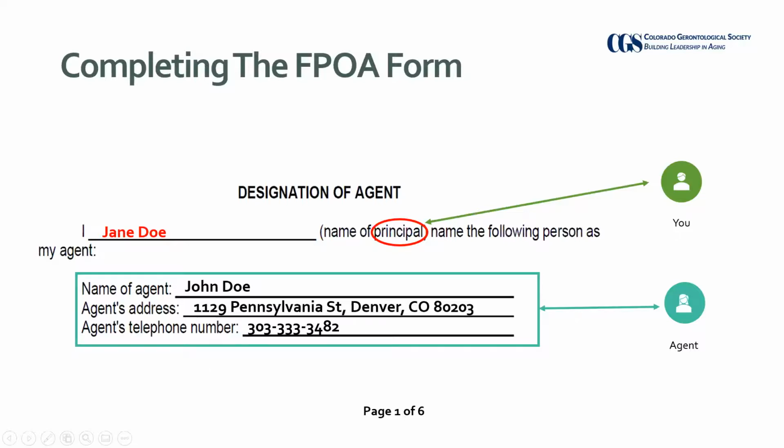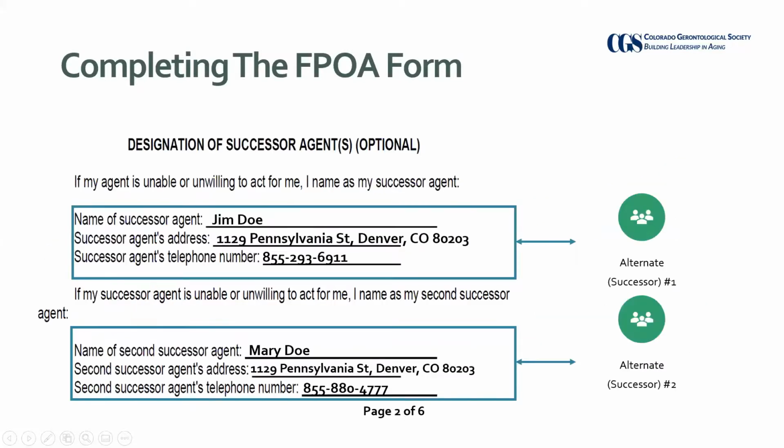All right, so let's go to the next page, and this is going to be page 2 of 6. So on page 1 of 6, we wrote your name, and we said who your primary agent is. For those of you that are going to list alternate agents, we're going to use page 2 of 6. So this is where they will go. Designation of successor agents. This is optional. So if you have your alternates, this is where you're going to name them.